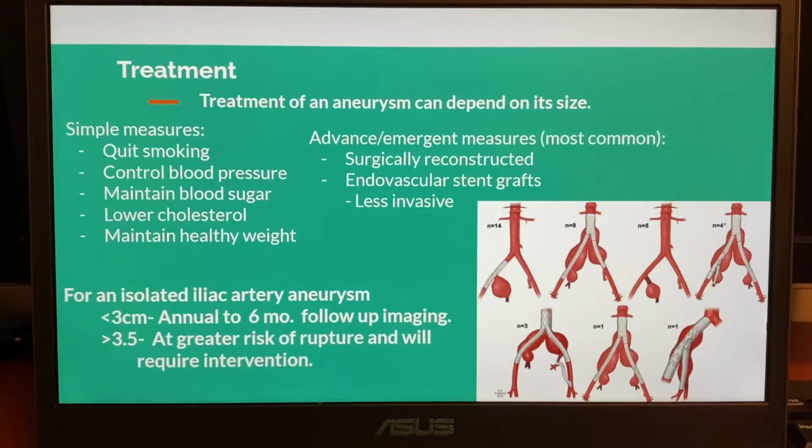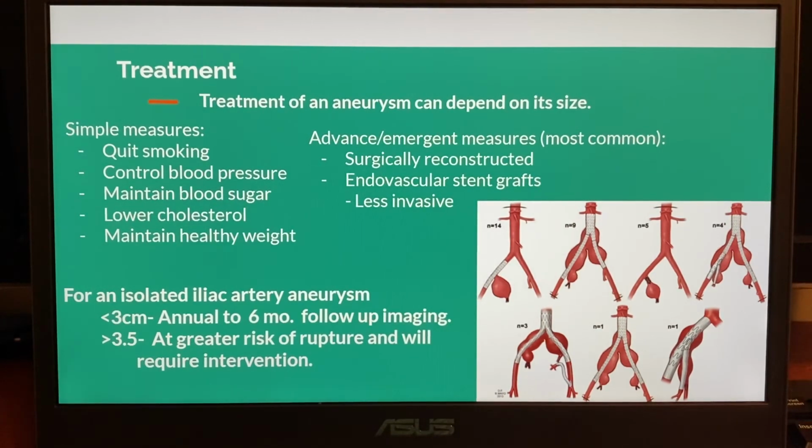So there's a couple different things that you can do for treatments. It just kind of depends on the size of the aneurysm. If it's less than, I believe it was 1.5 centimeters, or to the extent where it isn't critical to stent that aneurysm, the simple measures are to basically maintain your health. So quit smoking, control blood pressure, maintain blood sugar, lower your cholesterol, and maintain a healthy weight.